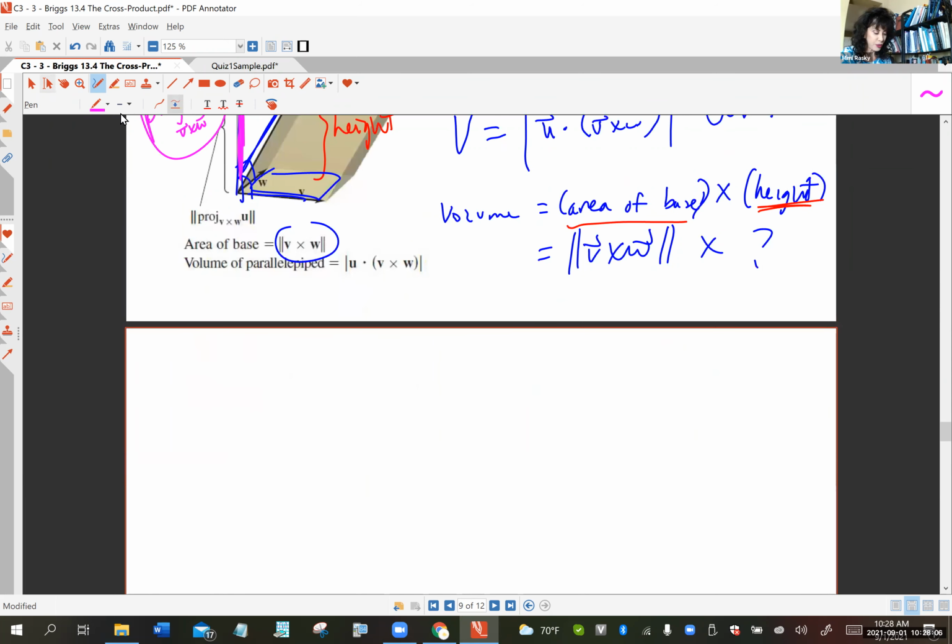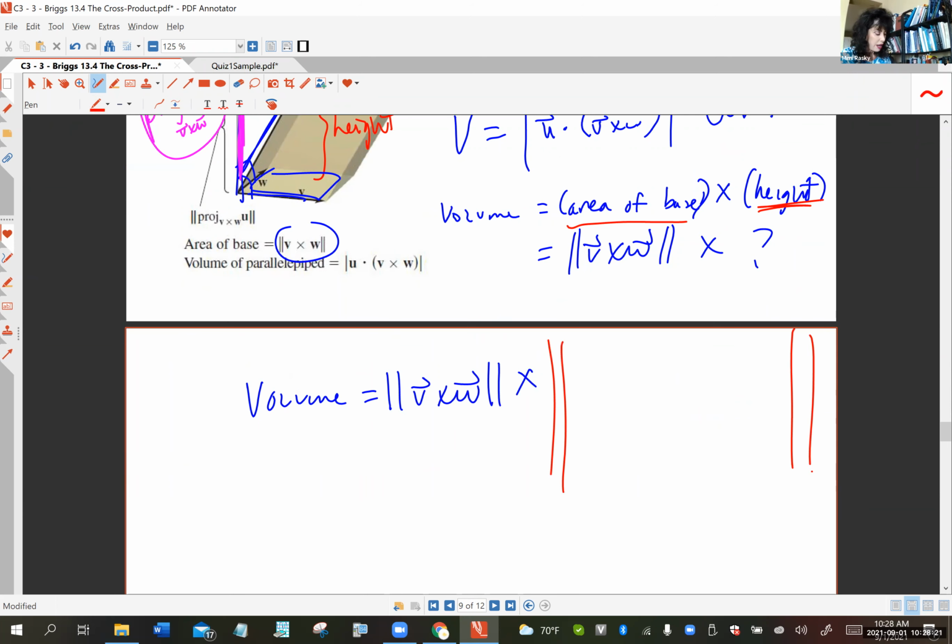So if I continue with my volume calculation here, I still have volume equals the area of the base, which is that area of the parallelogram, times, and we're going to take a magnitude of the projection of U onto V cross W. Now, let's use our knowledge of projections, which we did earlier this week. This is from the previous section, so this is really good review.